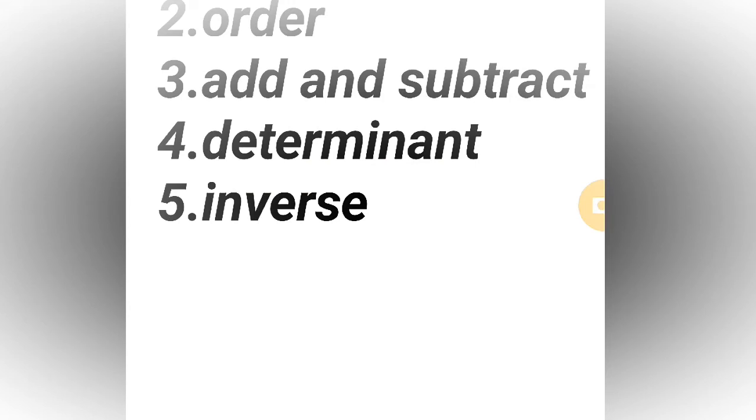Watch it. In this video, we are going to look at matrices. We are going to define a matrix. We are going to look at how we can determine or state the order of matrices. We are going to add and subtract matrices. We are also going to get the determinant of matrices and also look at how we can get the inverse of matrices. Let us start with number one, the definition of a matrix.